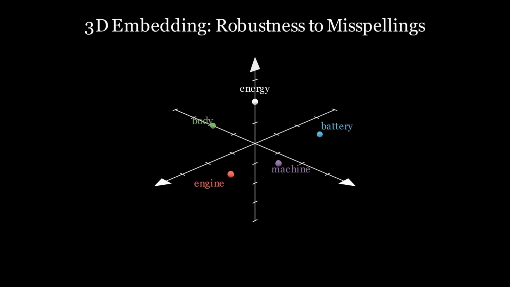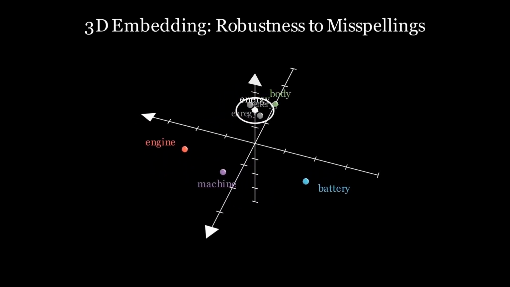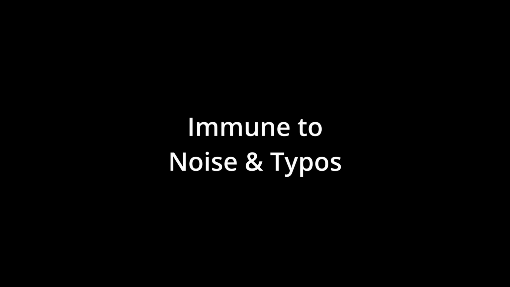When we move to 3 dimensions, the model gains additional freedom to satisfy competing constraints. But embeddings must do more than just organize meaning. What if we mistype energy as "enrgy" or "energi"? A good embedding should place these misspelled words close to energy without disturbing other semantic clusters. Higher dimensions allow small input changes to create small local movements in embedding space. This is how large language models remain robust to noise, typos, and variation while preserving meaning.